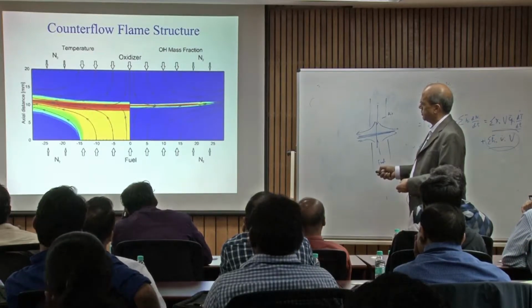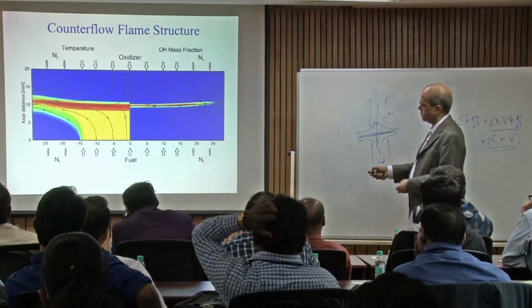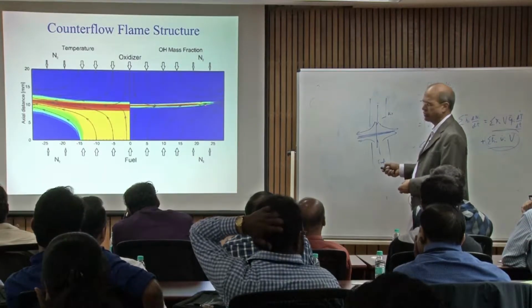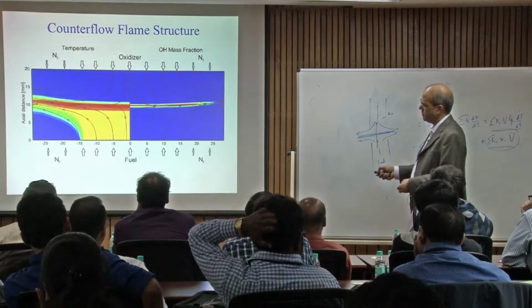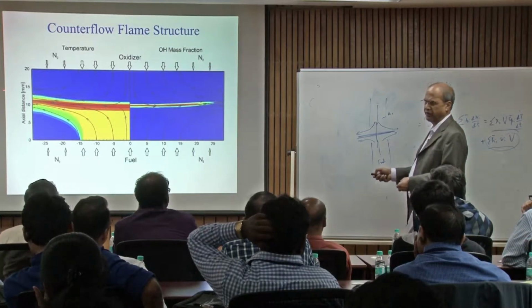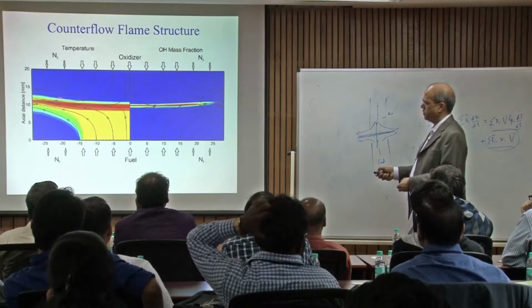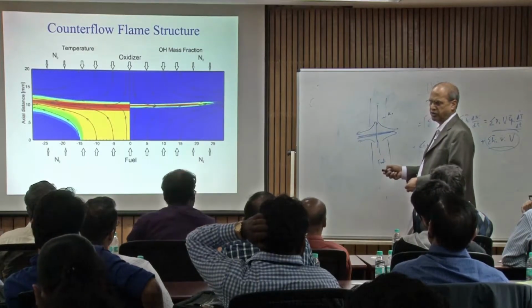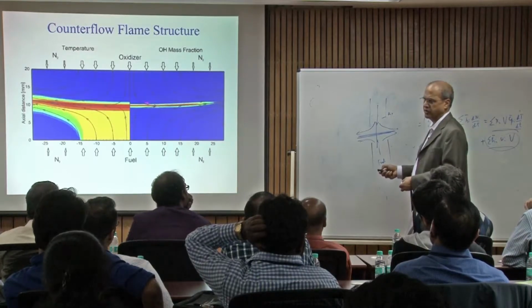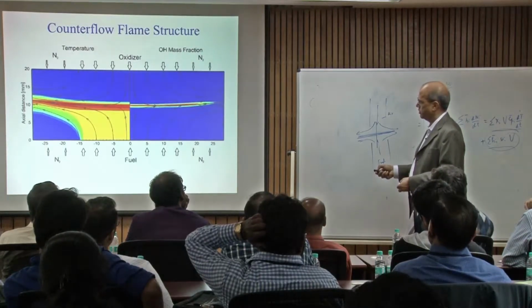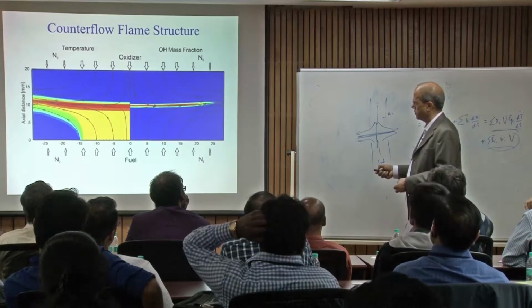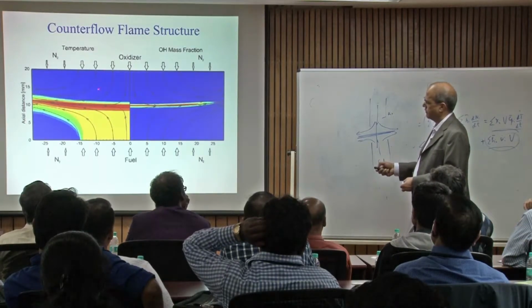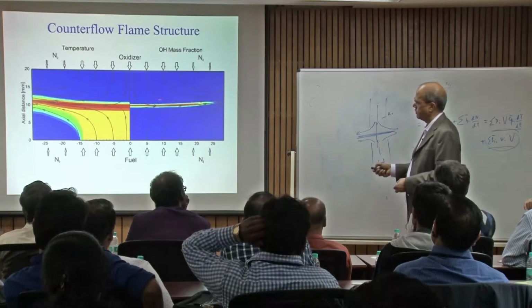So this is the temperature contour on the left, and this is the OH contour. The temperature makes it very difficult to identify a flame. So you have to plot something else, like a radical species, to really see where the reactions are going on. This you can call the reaction zone, and then you have the velocity vectors to show the flow.